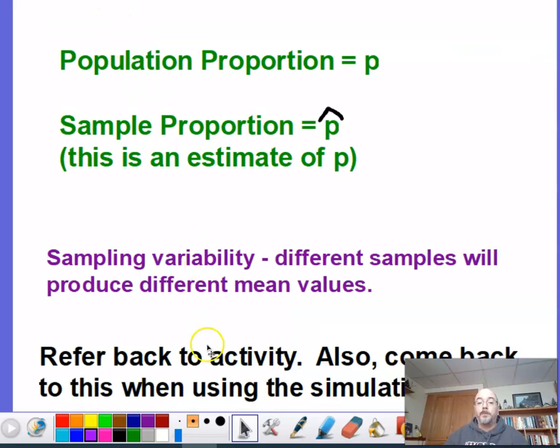All right, so sampling variability: different samples will produce different mean values. Just because I get a mean, that doesn't mean you're going to get the same mean because you're drawing a different sample. Again, I just referred back to that simulation.